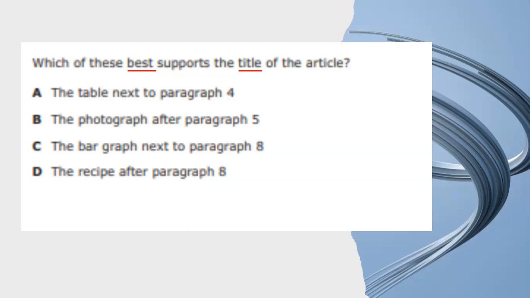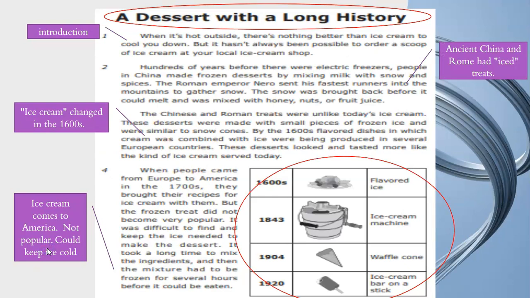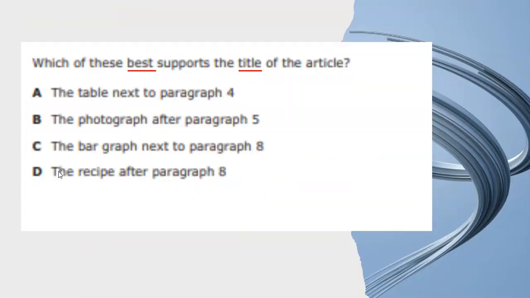Okay, so which of these best supports the title of the article? As you can see on the screen, I have the word title underlined and highlighted in some way because I want to go back and reference the title and make sure I really have a good understanding of what that means. So let's go back to our annotated or marked up text. So I'm going to first reference the title, a dessert with a long history, right? And then I'm going to read the answer choices, because Mr. Remedies forgot to go back and read the answer choices. Which of these best supports the title of the article?